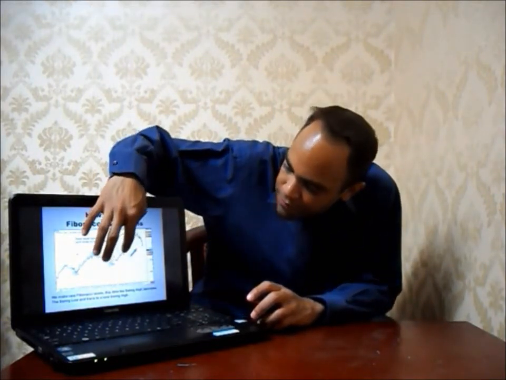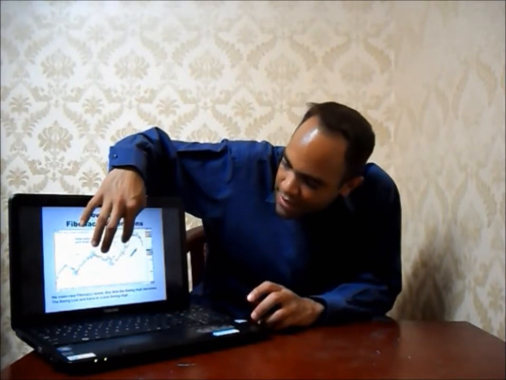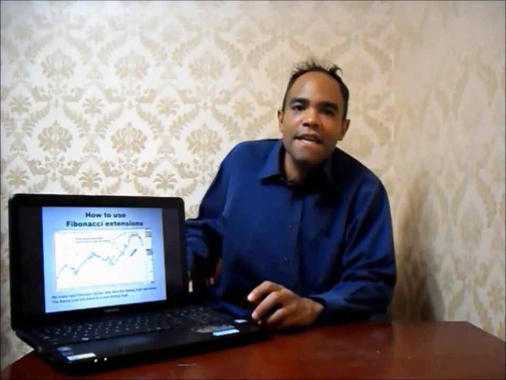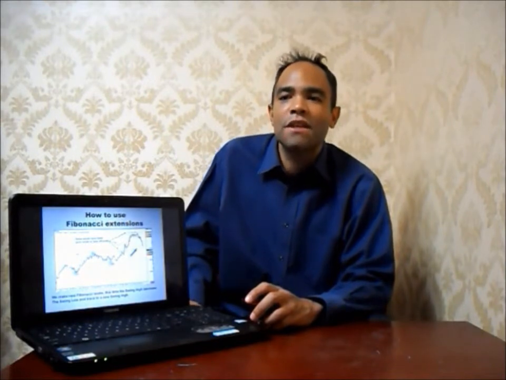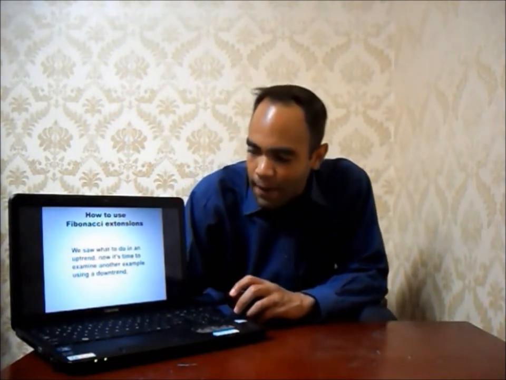So if you notice, we look at these lines carefully to see how the lines of resistance are holding. And depending on how strong the lines of resistance are holding, that should tell us a good area to take our profit. Now, we saw what to do in an uptrend. We can even use Fibonacci extensions when we are shorting up here.